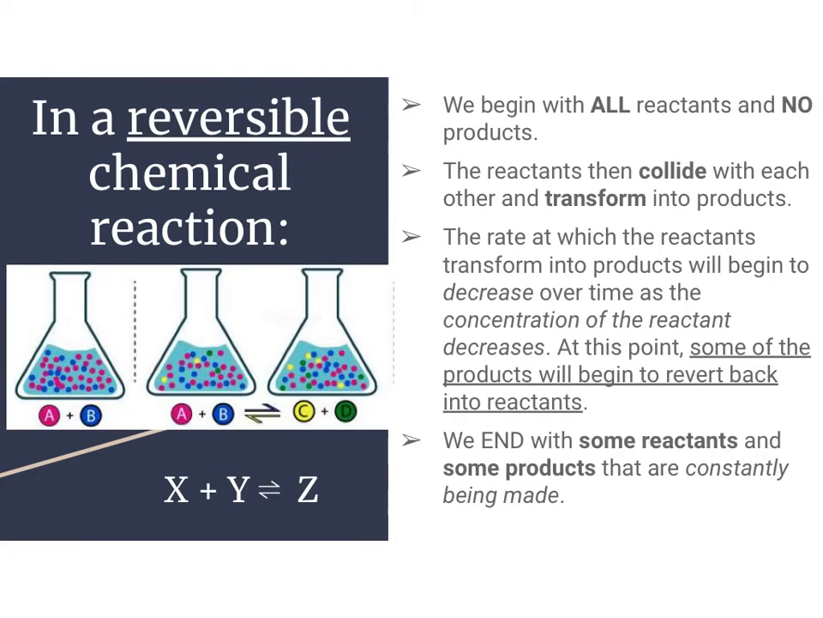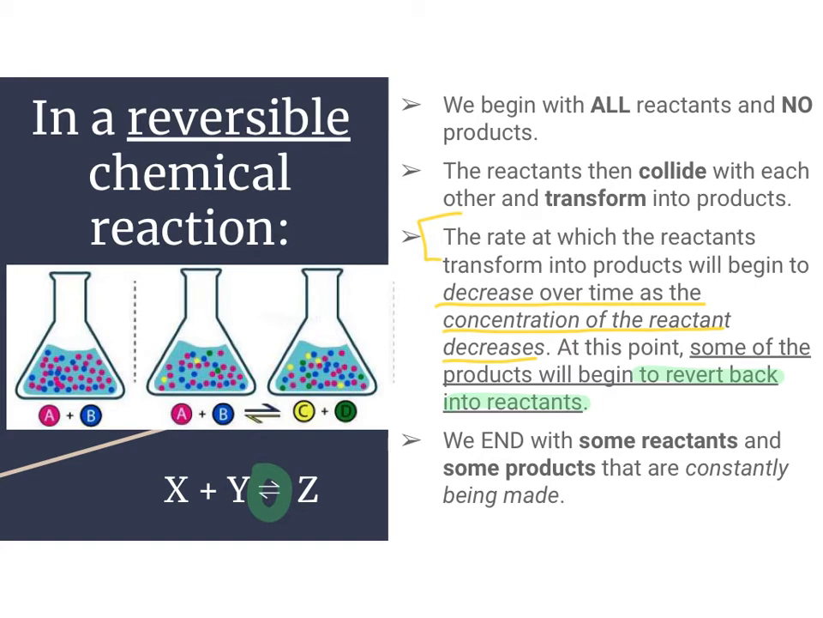In a reversible chemical reaction, we begin with all reactants and no products still. The reactants then collide to transform into products, but here's the difference. The rate at which the reactants transform into products will begin to decrease over time as the concentration of the reactant decreases. So as we use up more of the reactant, it slows down how fast it's making product. At this point, some of the products will then begin to revert back into reactants. That's something that would never happen in a standard chemical reaction. It's got to be only in a reversible chemical reaction.